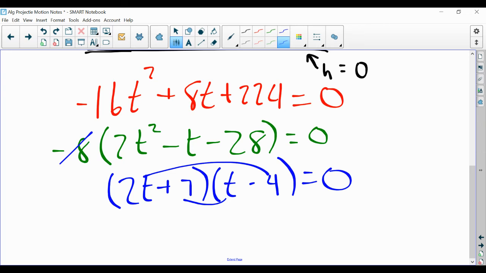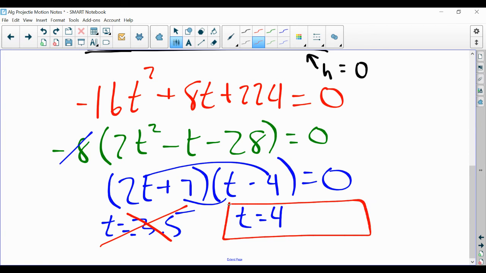Now there are two possible solutions here. Either t is negative 3.5, or negative 7 over 2, or t is 4. T is time. And in the context of the question, we're asking, when does something hit the ground? To say that it hits it in negative 3.5 seconds doesn't make any sense. The object isn't going back in time. That gets rejected. The only thing that makes sense here is t is equal to 4 seconds. That is when the object hits the ground.